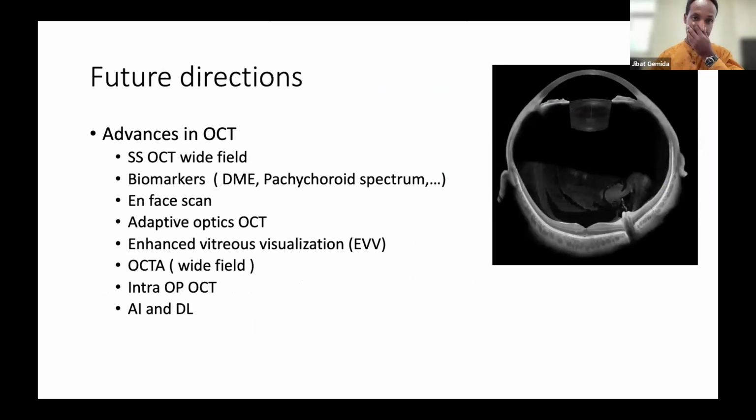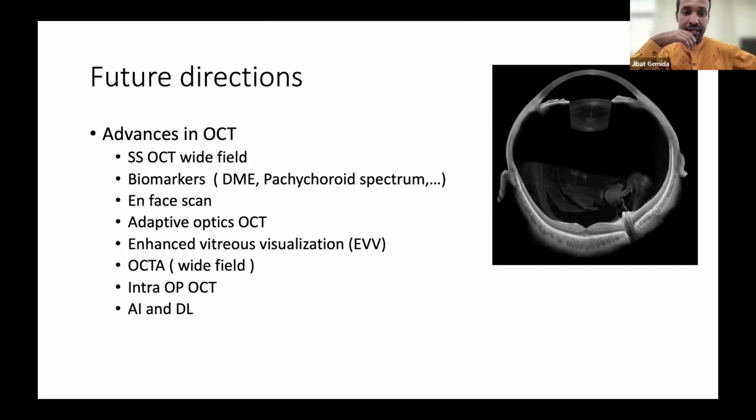So what are the future directions or advances in OCT? One is with the swept source. Nowadays, there are wide field swept source OCT. You can even capture the whole eye OCT, as you see in the picture. The other is different biomarkers for different diseases, like in diabetic macular edema and in the pachychoroid spectrum. The other is en-face OCT, en-face of the different retinal layers.